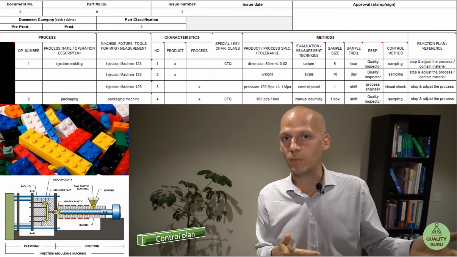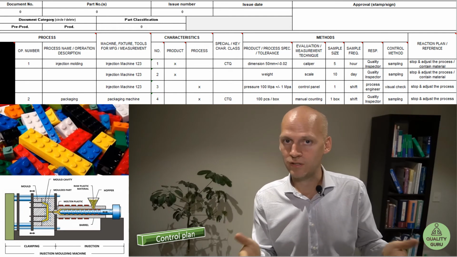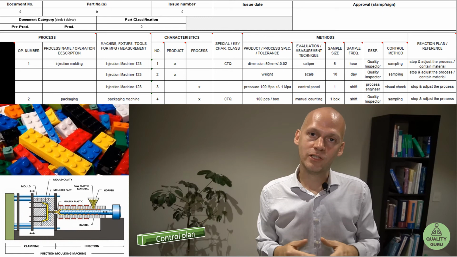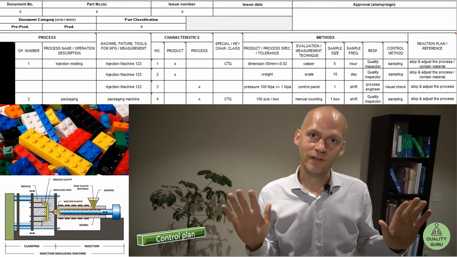So the reaction plan would also be to stop and adjust the process, contain the material, go backwards and find when there was a change, take all the bad material out of the process and make sure that it's not shipped to the customer.